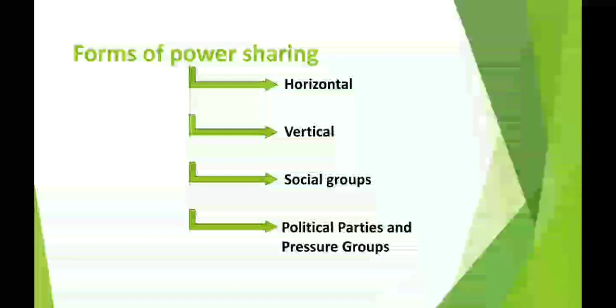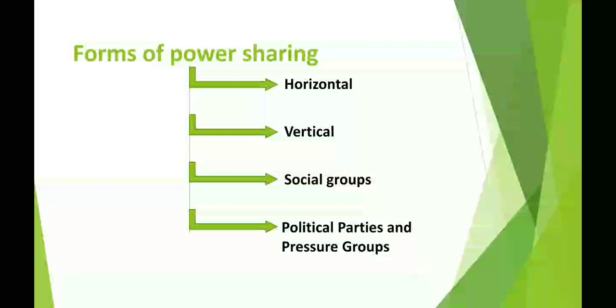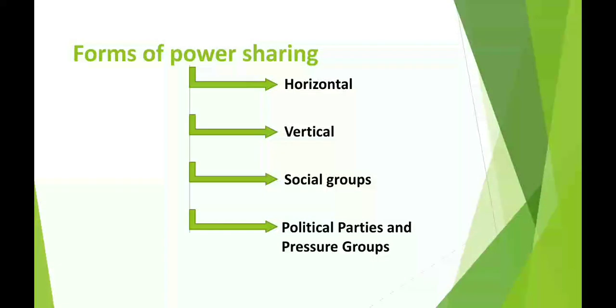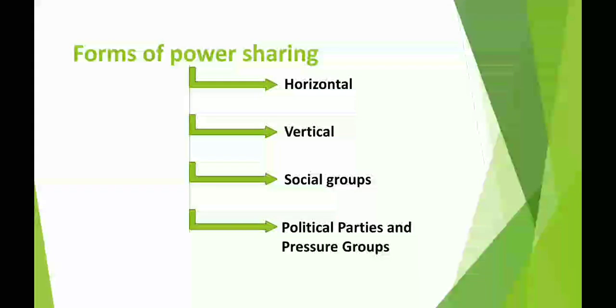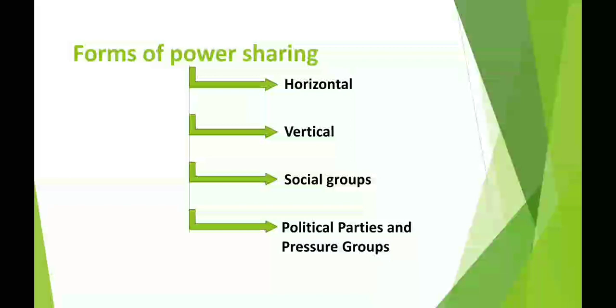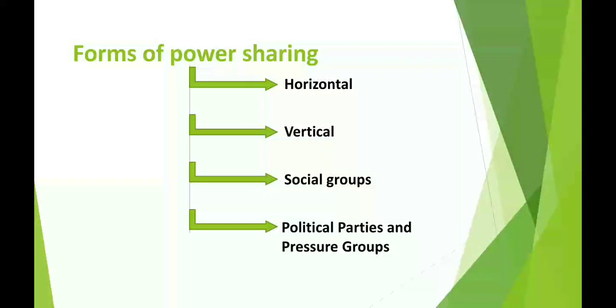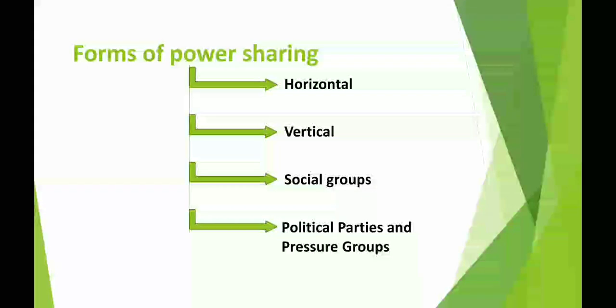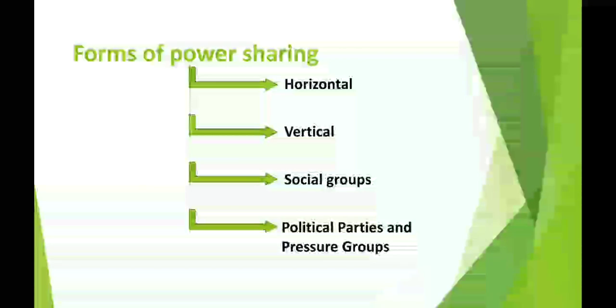So, next we come to the vertical division of power sharing. The vertical form of power sharing is that the power is shared among the different levels of the government. Now, by levels, we mean the union government, state government, and the local level governments. This form of government is usually known as the federal form of government. We can see this in India also.